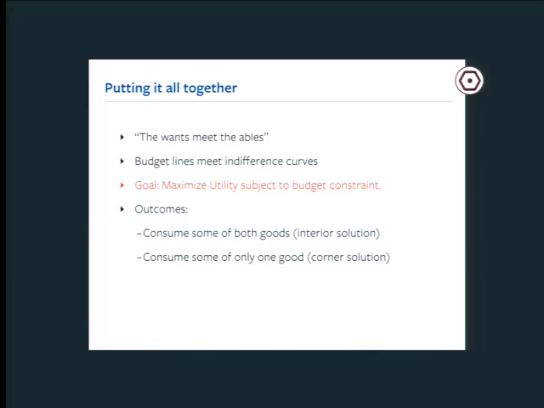So the point here is we can come up with solutions where you're consuming positive quantities of both goods, or you're just consuming some of one good and none of the other. So we will talk about this, and we can have both types of solutions.